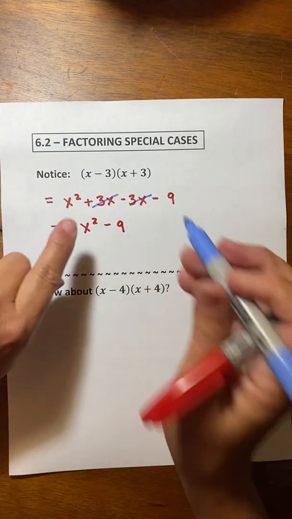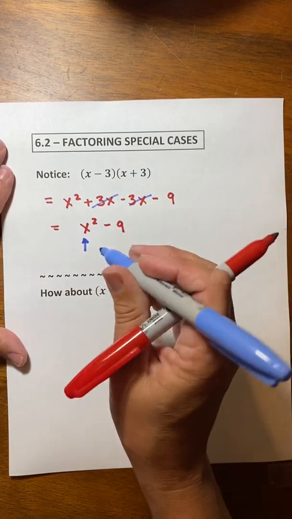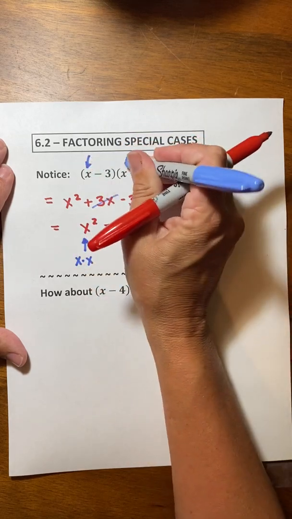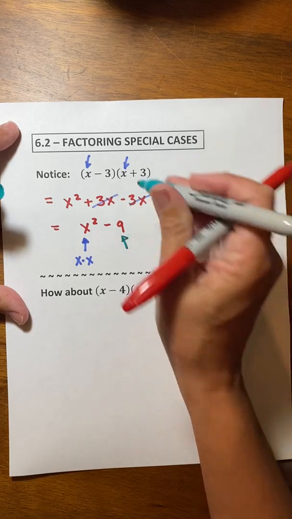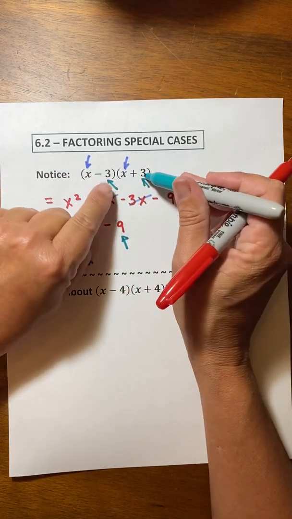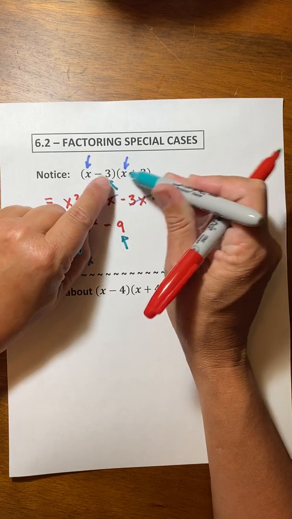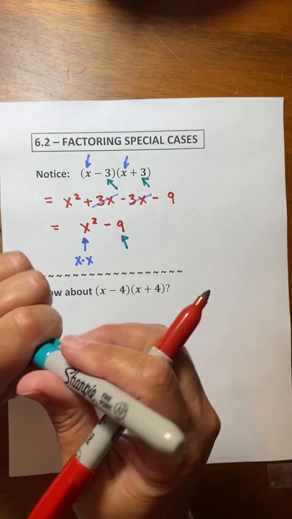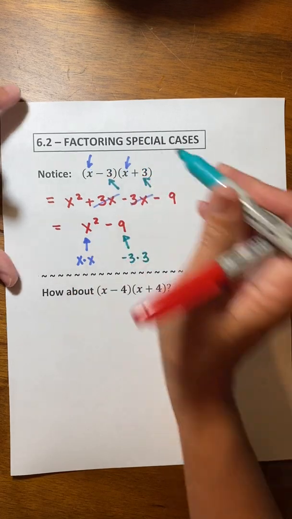Now take a look at this result. What I want you to notice is that this x squared is the x times the x from right here. And this 9 comes from multiplying the lasts. And then because these values are the same and the signs are switched on the inside, the inners and the outers cancel. So this would be the negative 3 times the positive 3 from here and here.